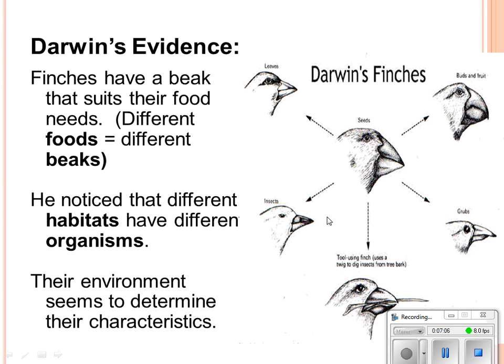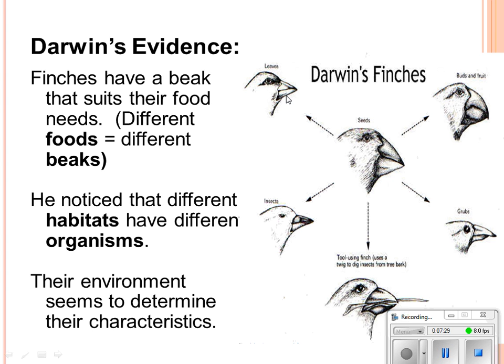So his evidence, what evidence did he collect? What Darwin looked at were birds. Darwin's finches. That was the species of bird that he was really looking at. And what he saw on his travels was that different foods equal different types of beak. So whatever food the bird wanted to eat was determined by what type of beak they had.